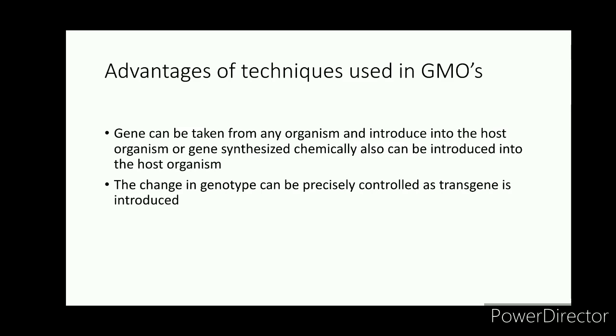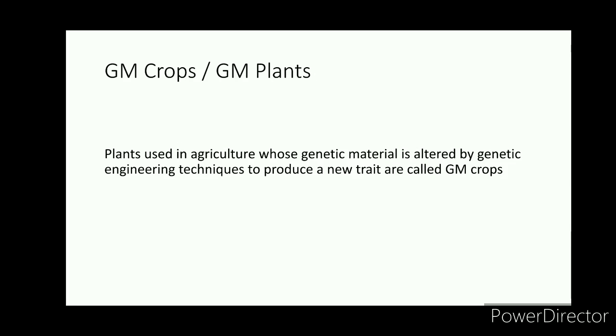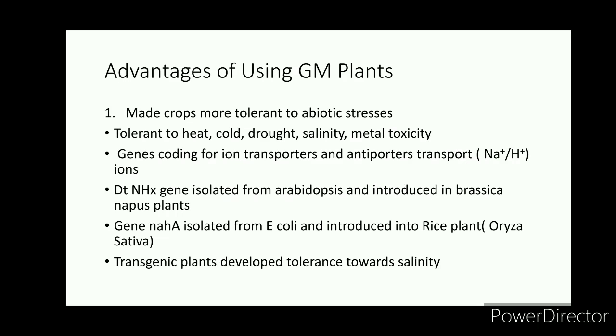Now we will see the advantages of using GM plants or GM crops. So the plants that are used in agriculture whose genetic composition has been altered are known as GM crops or GM plants, genetically modified crops or genetically modified plants. So let us see the advantages of using GM plants. The first advantage of using GM plants in agriculture is that it made crops more tolerant to abiotic stresses.